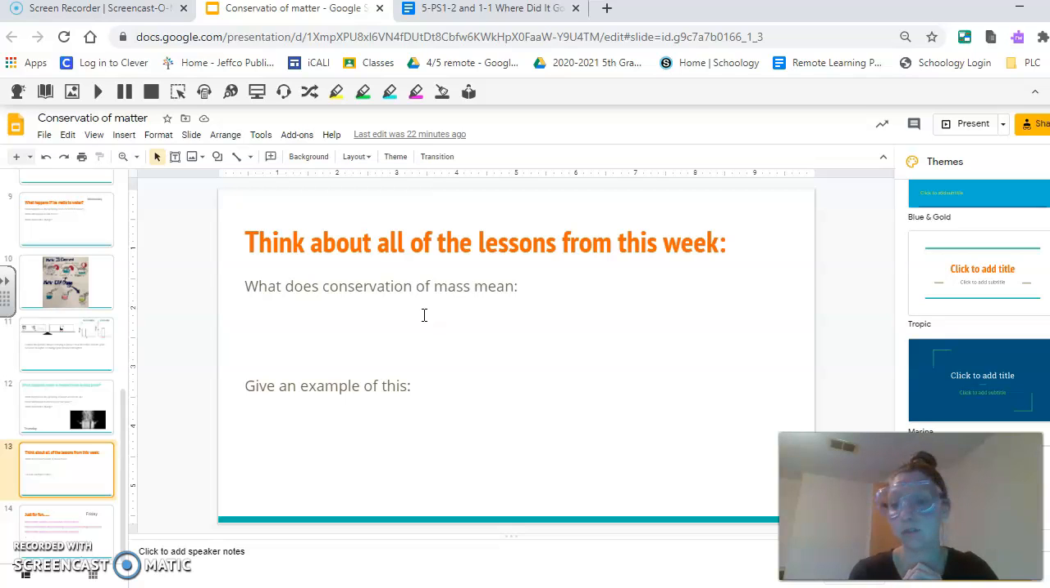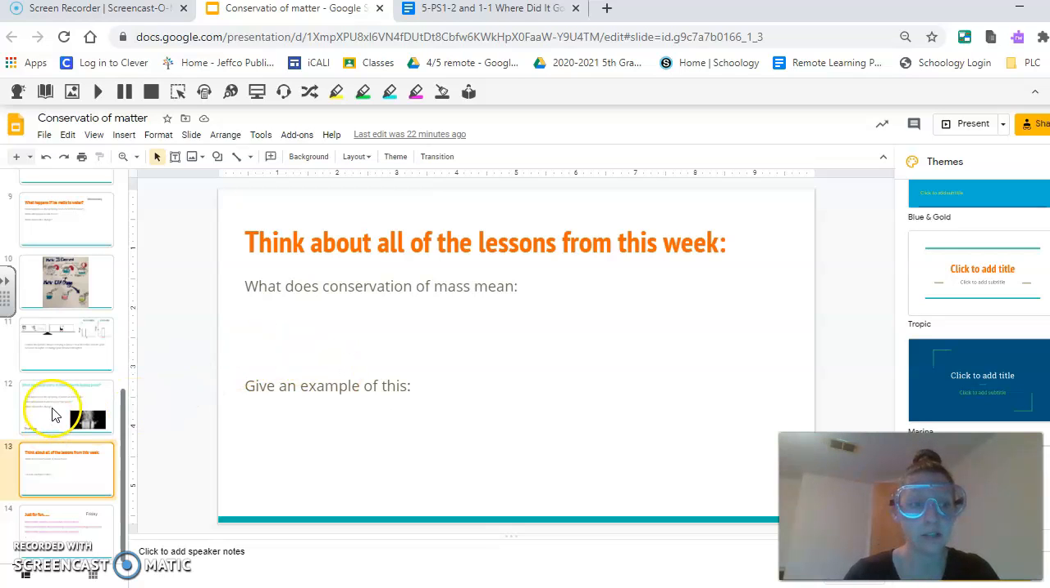Please do not just copy and paste my exact definition. Try to think creatively and write one on your own. Also, don't Google it. Then give an example of this. You may use one of the examples that has been given throughout the reading or one of the days. However, I encourage you to try to think of another one. There's lots of different things that might be able to prove what conservation of mass really means.